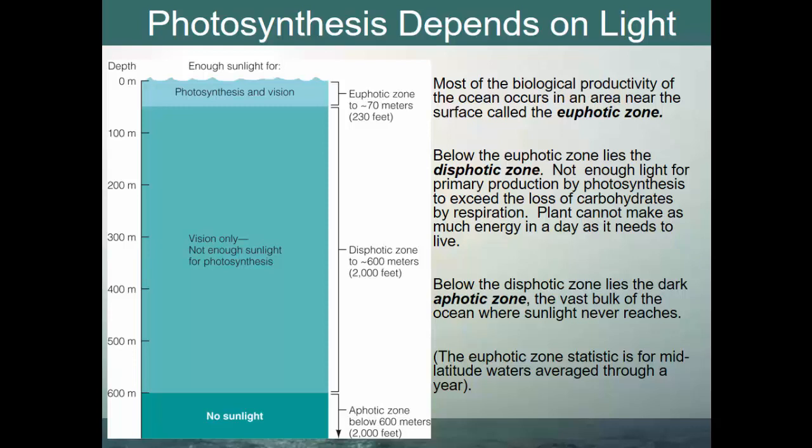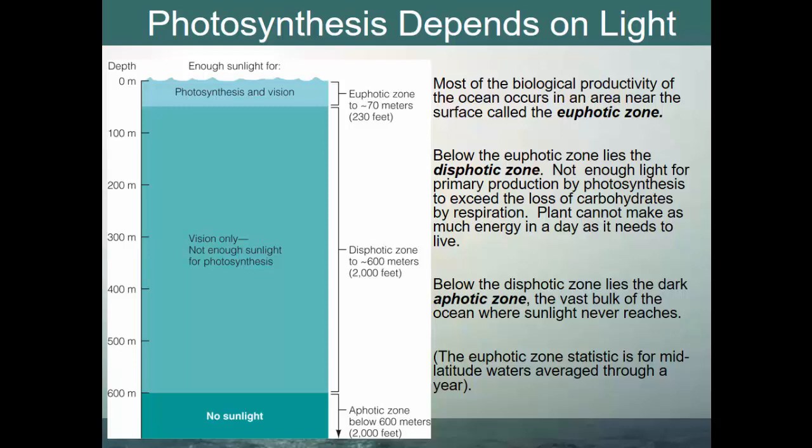You have an imbalance. There's a lot of carbohydrates that are lost by respiration, but there's no photosynthesis. So plants cannot make as much energy in the daytime as they need to live. So that dysphotic zone is a tough place for plants. There's enough light for vision, but not enough for photosynthesis.